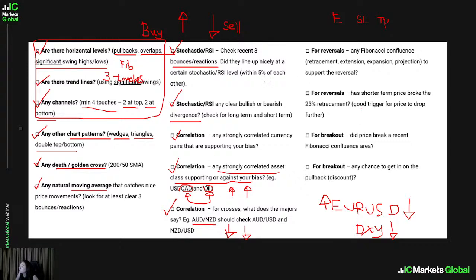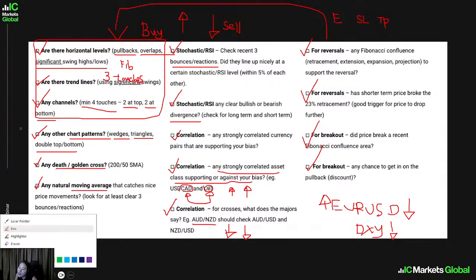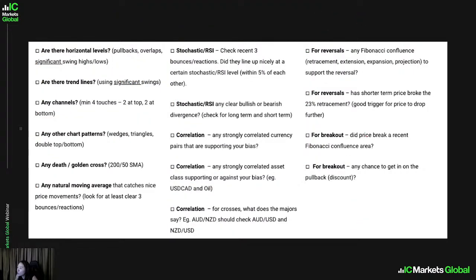Once you are done with all of this, you then decide whether you're going for a reversal or a breakout. That's basically the front part as well. You would already decide whether you're going for a reversal or a breakout, and that's basically how I would look for an analysis. And let me show you how to apply this entire analysis technique onto the charts.